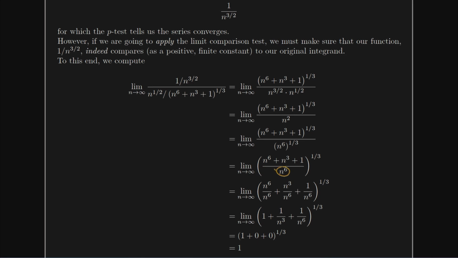I can now distribute this denominator to each term in the numerator. I have n to the 6 over n to the 6, n cubed over n to the 6, and 1 over n to the 6. If I simplify those a little bit, well, n to the 6 over n to the 6 simplifies to 1, n cubed over n to the 6, 3 of those are disappearing. I'll just be left with n cubed in the denominator, and nothing simplifies in the third case. What happens when I take my limit at infinity now? Well, 1 over n cubed becomes 0, 1 over n to the 6 becomes 0. I'm just left with 1.